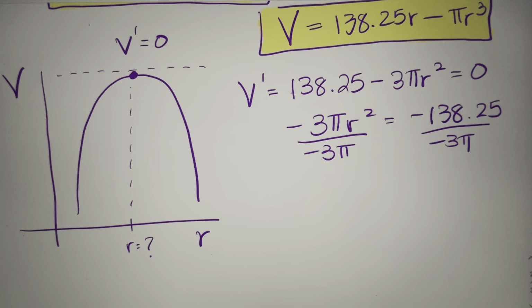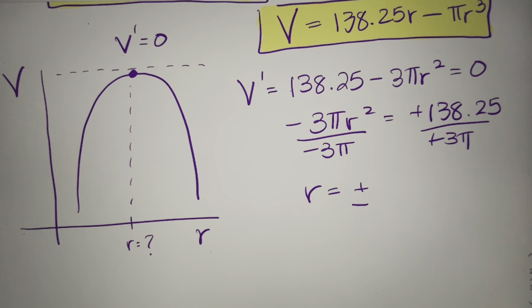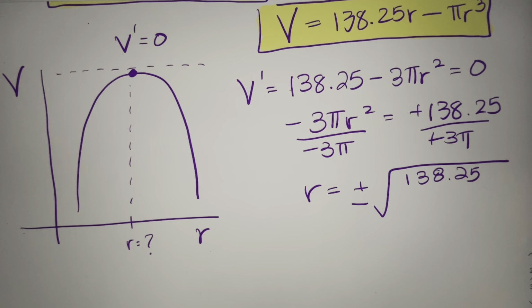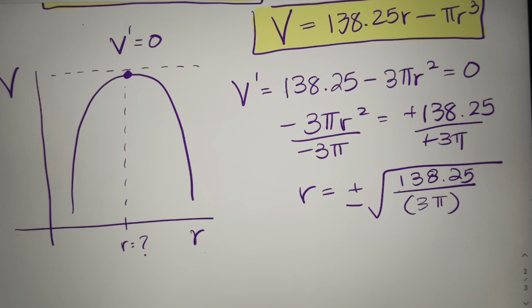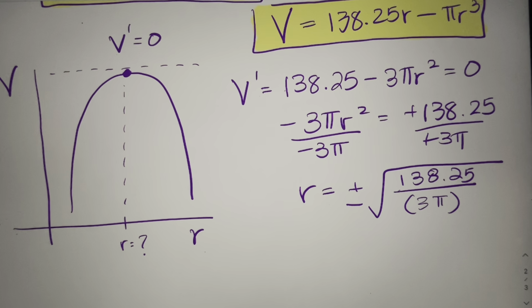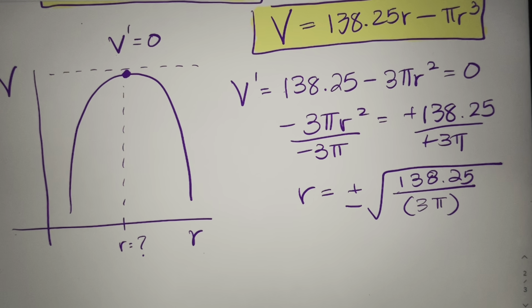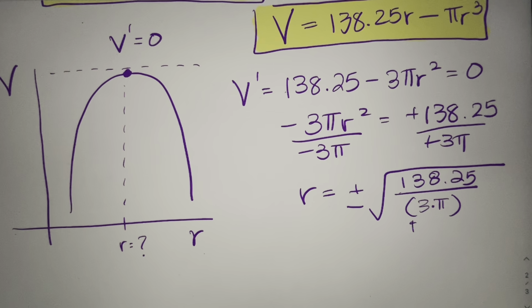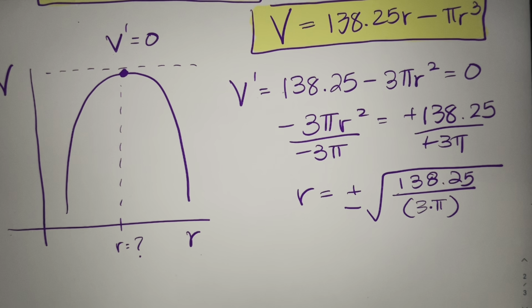And then that will become positive and positive. And then what I'll do is I'll take the square root of both sides. So I'll get 138.25 divided by, I'm going to put this in parentheses in the denominator to remind myself when I take the division, I have to tell my calculator my whole denominator is 3 times pi. So you can see that these two parentheses are super important to us in order to get the right answer.